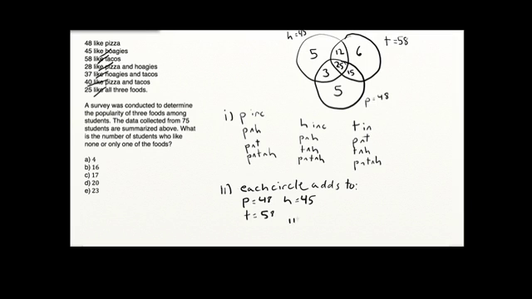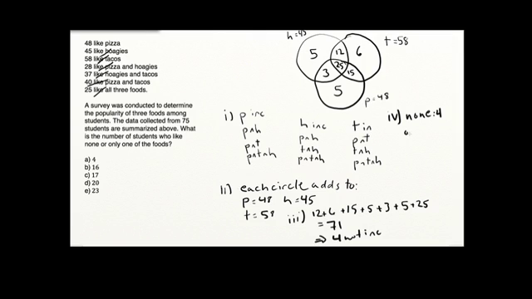Now, what we need to do is add all of these numbers and see how that relates to 75. Starting from the center top and going around clockwise, we get 12 plus 6 plus 15 plus 5 plus 3 plus 5 plus the center 25, and that's going to be 71. So that would imply that 4 are not included. What is the number of students who like none? That's the 4 we just calculated.